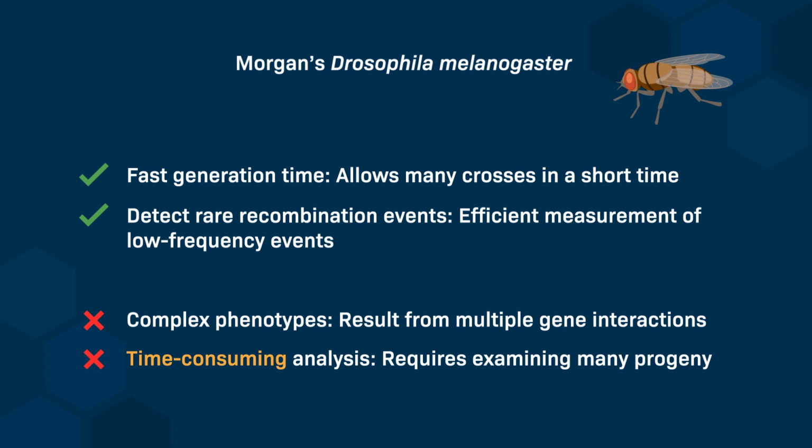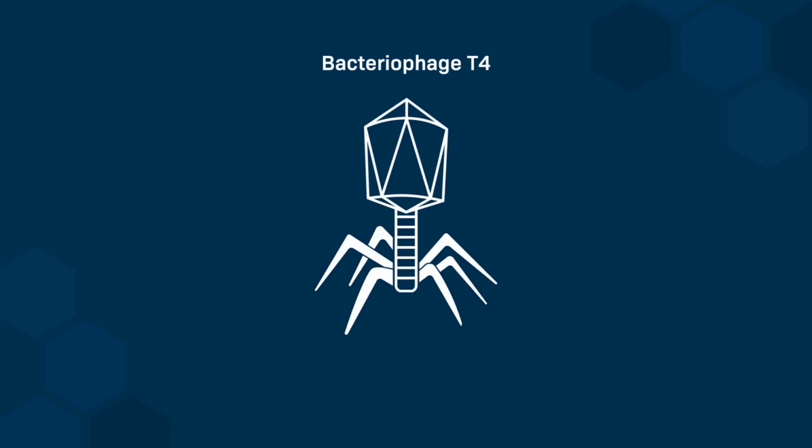For example, if the frequency of recombination is 0.001%, we need to analyze at least 1,000 progeny to find a single recombination event. In the 1950s, the founding fathers of molecular biology, Max Delbruck, Salvatore Luria, and Alfred Hershey, decided to use a simpler model system, the bacteriophage T4. These three scientists were initially physicists and thought they would have to discover a new law of physics to explain life and the transmission of hereditary information. As physicists, they sought the simplest possible model and chose the bacteriophage.